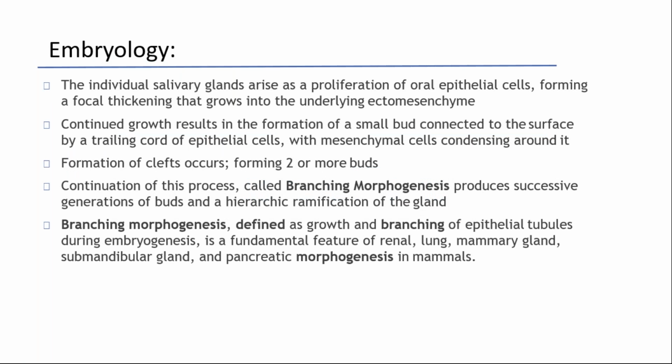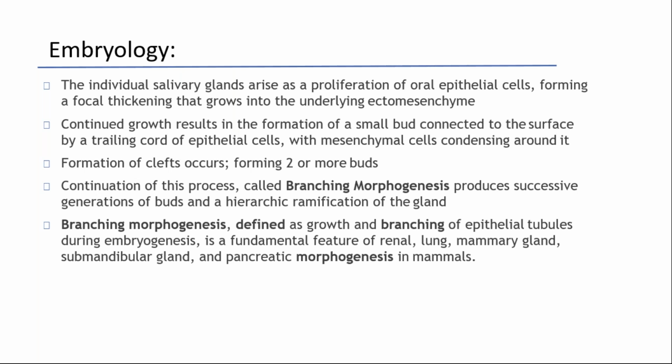Coming to embryology, the salivary glands are formed due to proliferation of the oral epithelial cells. This forms a focal thickening that grows into an underlying ectomesenchyme. This follows a pattern called branching morphogenesis. What happens is continued growth pattern results in formation of small bud connected to the surface.